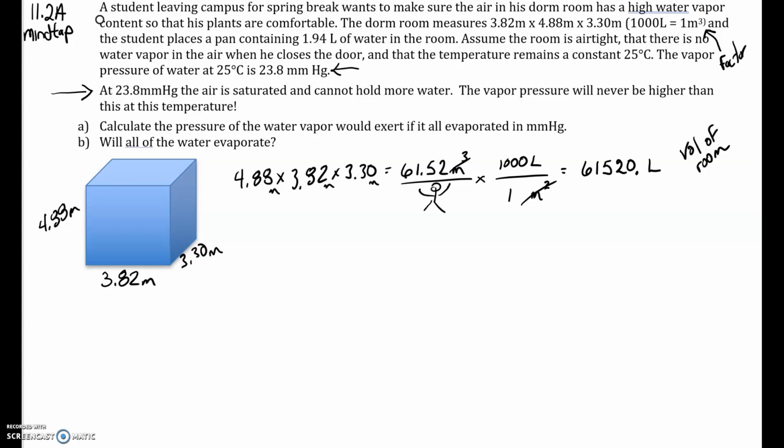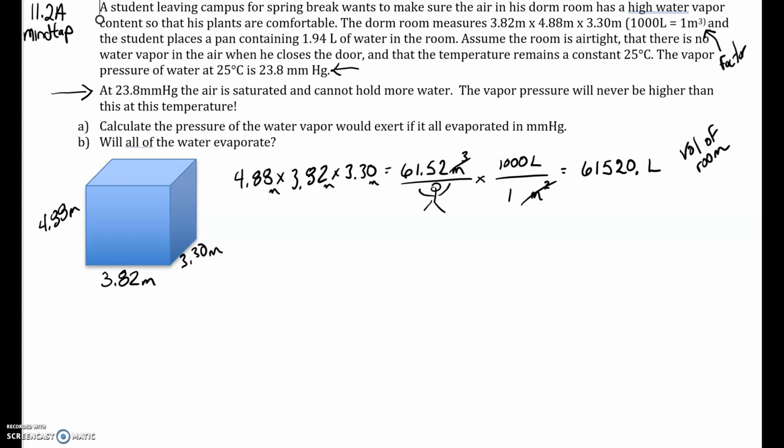So the question is really asking: the amount of water that we're putting in the room, which is this 1.94 liters, will it all evaporate? So will it reach that saturation point? So we want to figure out what the pressure would be if it all evaporated, and then compare that to the vapor pressure. And if it's higher, then it can't reach that. The maximum amount is the 23.8, and it'll just leave some as a liquid.